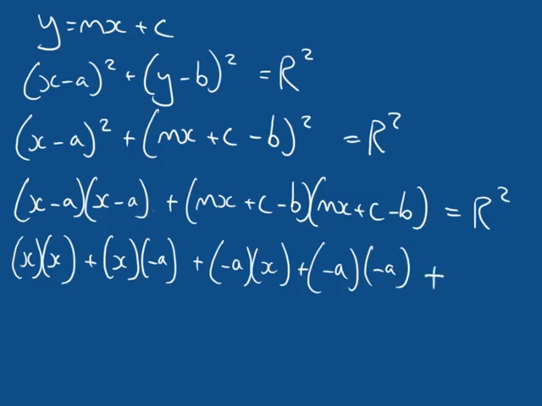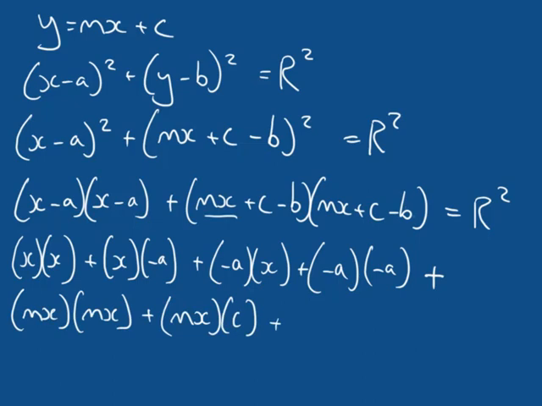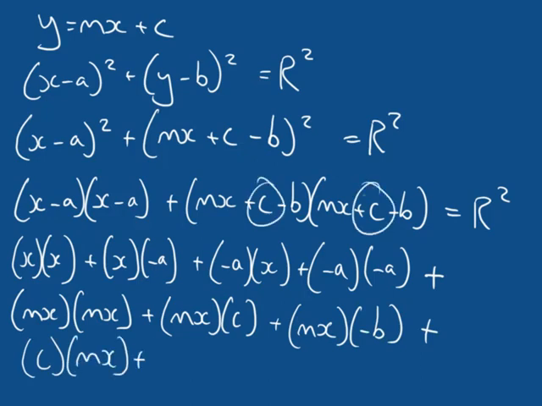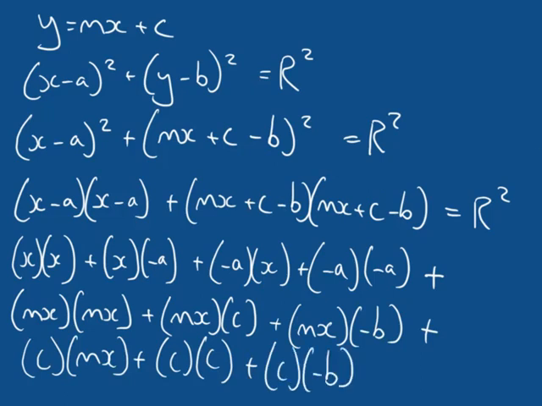Then we're going to add to that these guys multiplied out, so I'm going to do that on a new line. So we're going to start with mx. I need mx multiplied by mx. Add to that mx multiplied by c, because we're still doing mx from our first bracket. So mx multiplied by c. Add to that mx multiplied by minus b. Add to that c multiplied by mx. Add to that c multiplied by c. Add to that c multiplied by minus b. I'm going to scroll down just a little bit.